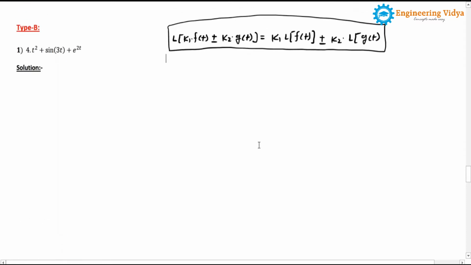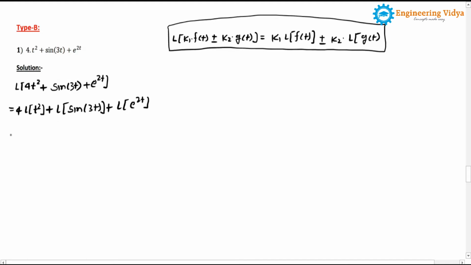So in problem 1, we need to find the Laplace transform of 4t square plus sin 3t plus e raised to 2t, right? To calculate that, since 4 is a constant, 4 will go outside, and here we have t square, so we will take the Laplace transform of t square. In a similar way, sin 3t is there, so we will take the Laplace transform of sin 3t, and at last we have e raised to 2t, so we will take the Laplace transform of e raised to 2t, right?